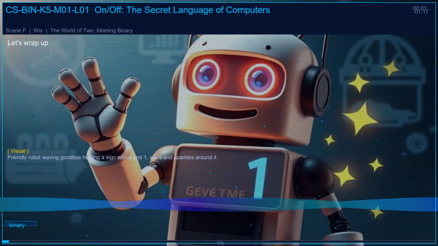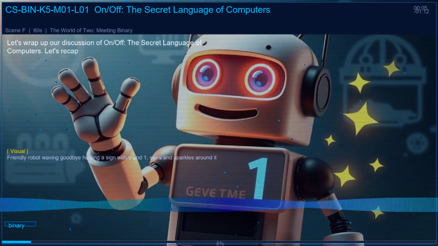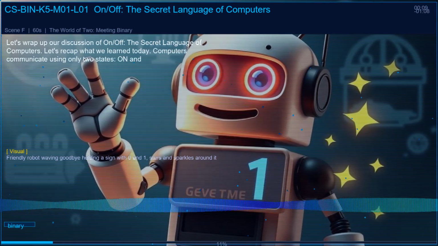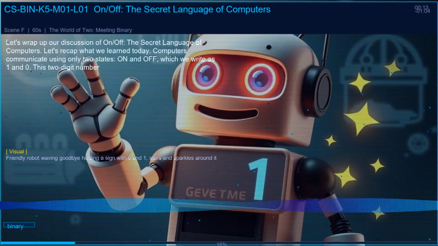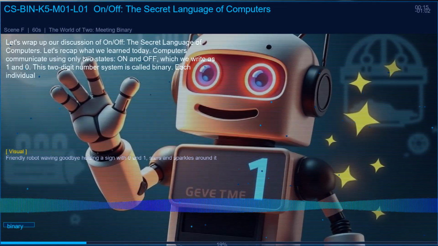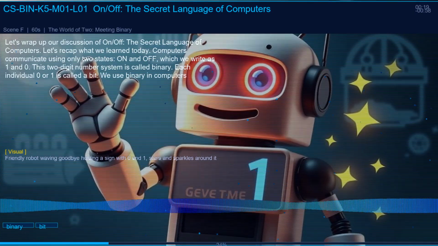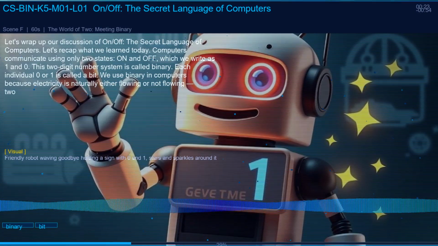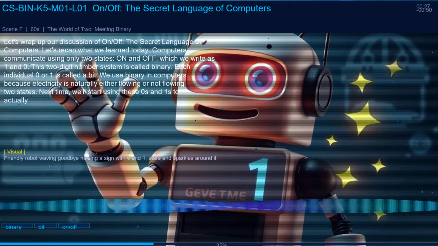Let's wrap up our discussion of on/off, the secret language of computers. Let's recap what we learned today. Computers communicate using only two states, on and off, which we write as 1 and 0. This two-digit number system is called binary. Each individual 0 or 1 is called a bit. We use binary in computers because electricity is naturally either flowing or not flowing, two states.